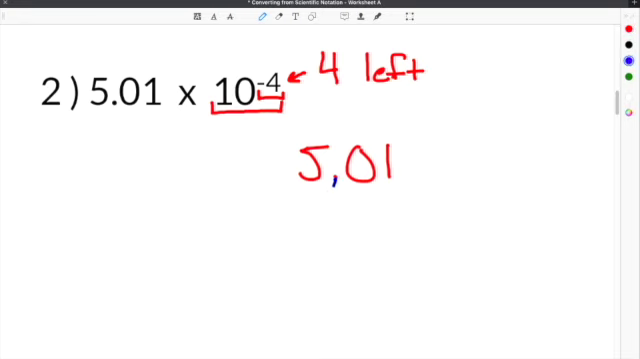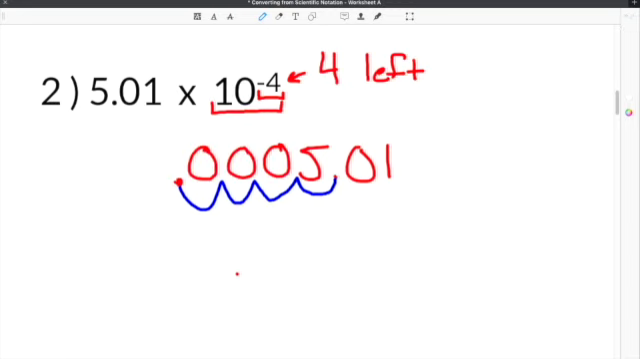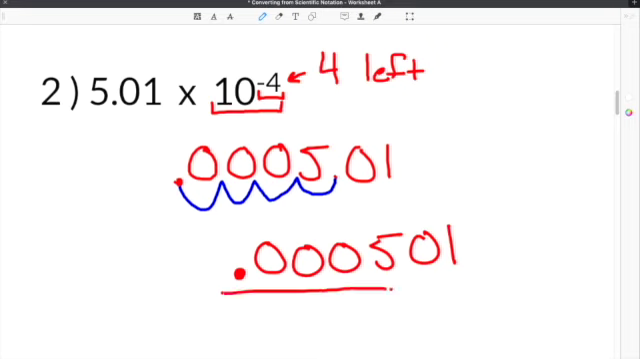So we'll take our decimal and we'll go 1, 2, 3, 4 times to the left, and we will put our new decimal point, and then everywhere there's an empty space we will add a 0. So our solution in standard form is 0.000501, and that's going to be our answer.